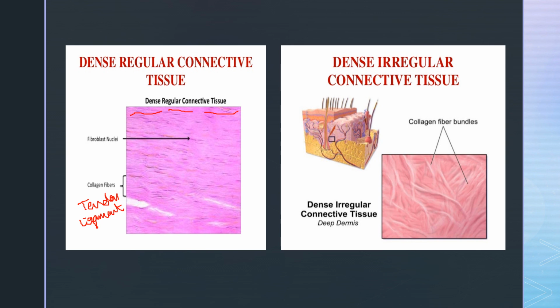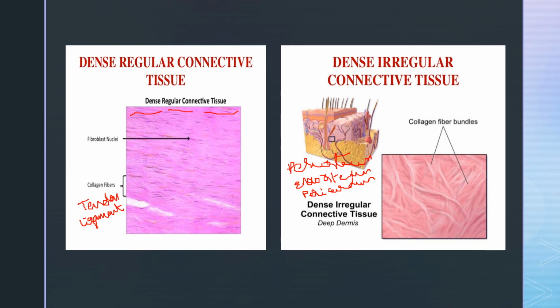Coming to dense irregular connective tissue, here the fibers are irregularly arranged. It is found in the pericardium, periosteum. Periosteum is the covering outside the bone. As well as the endosteum and pericardium are the regions. Endosteum means inside the bone. Pericardium is outside the heart. These coverings are provided by this dense irregular connective tissue.